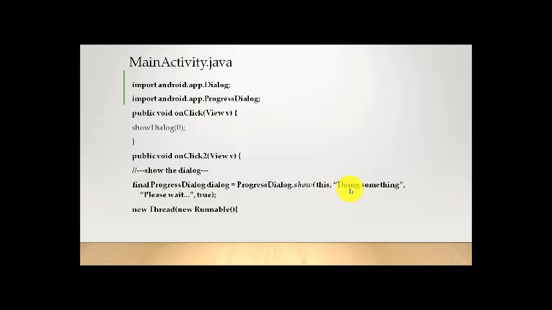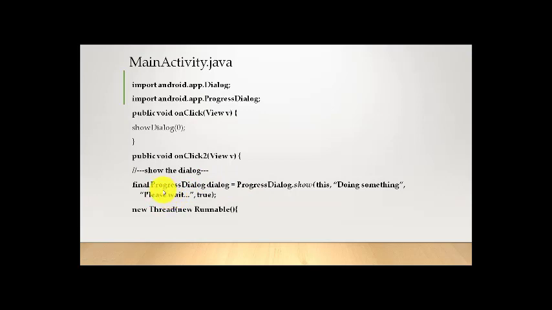"Doing something" is the title of your progress bar. "Please wait" is the message of the progress bar. True means we will show the progress bar. Now this line of code is used to create a progress dialog box within the current activity, with the title "Doing something" and with the message "Please wait".